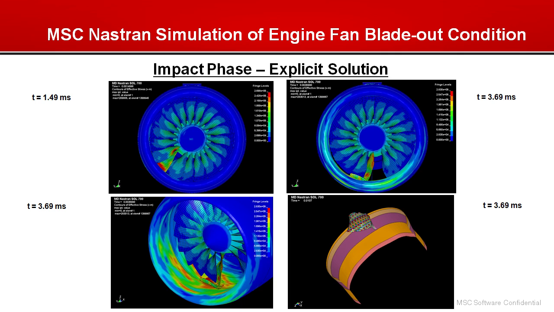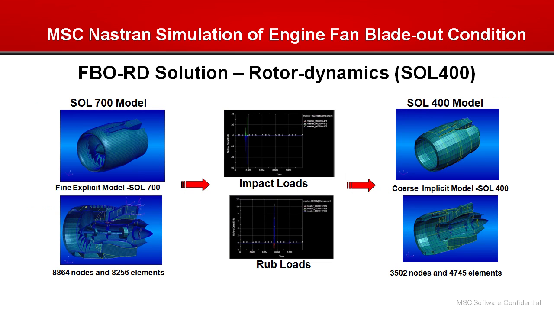These loads are: one, impact loads. This is when the release blades, like you see here, act like a projectile and hit the surrounding structures. Two are the rub loads on the fan case. Rub loads occur as a result of the fan blade tips coming into contact with the inner surface of the containment ring and or its trench filler materials. Three, the rub loads on the blade tips. So all these loads are computed and they are stored in the database.